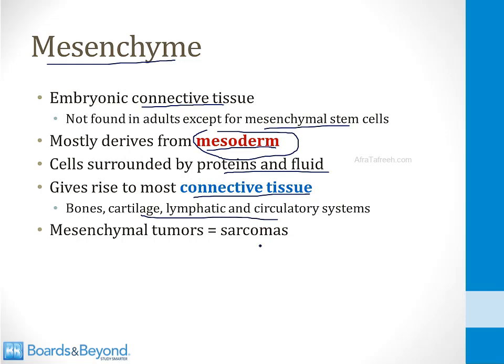And you will hear about tumors called sarcomas, and when we call something a sarcoma, we mean that it is a tumor of mesenchymal origin, which means a tumor that is mostly of mesoderm origin, which usually means a tumor involving the bones or cartilage or some type of connective tissue.